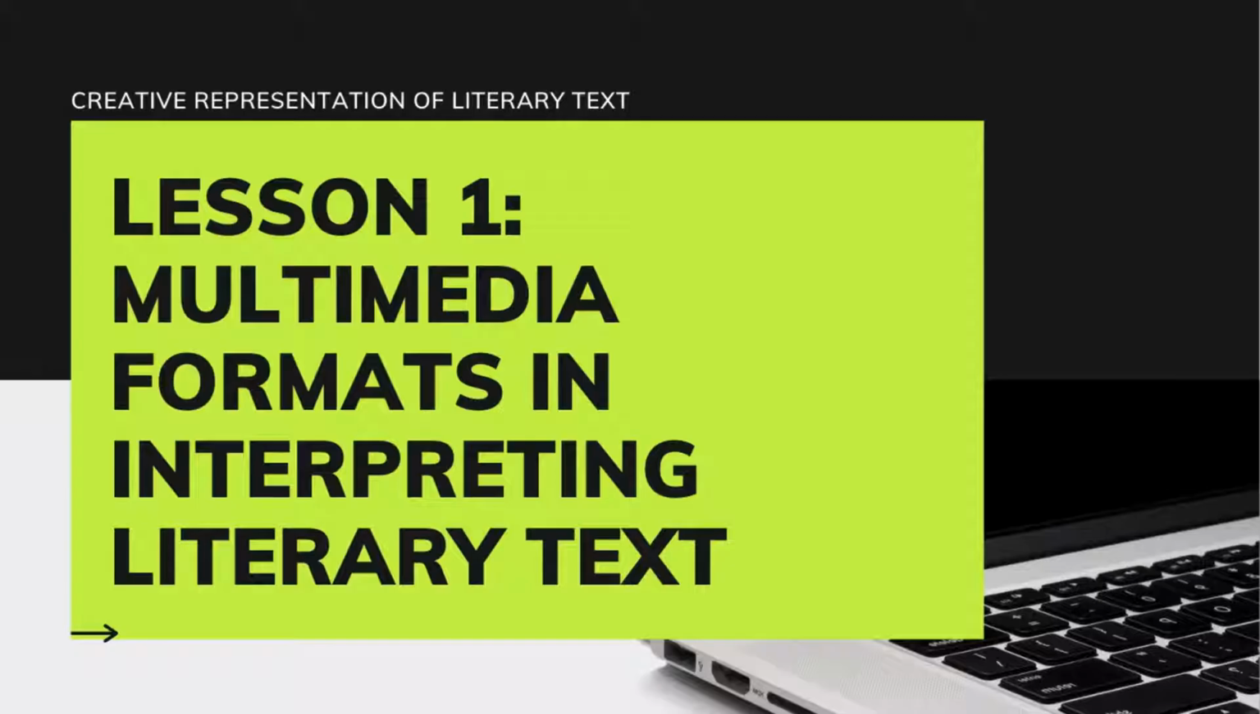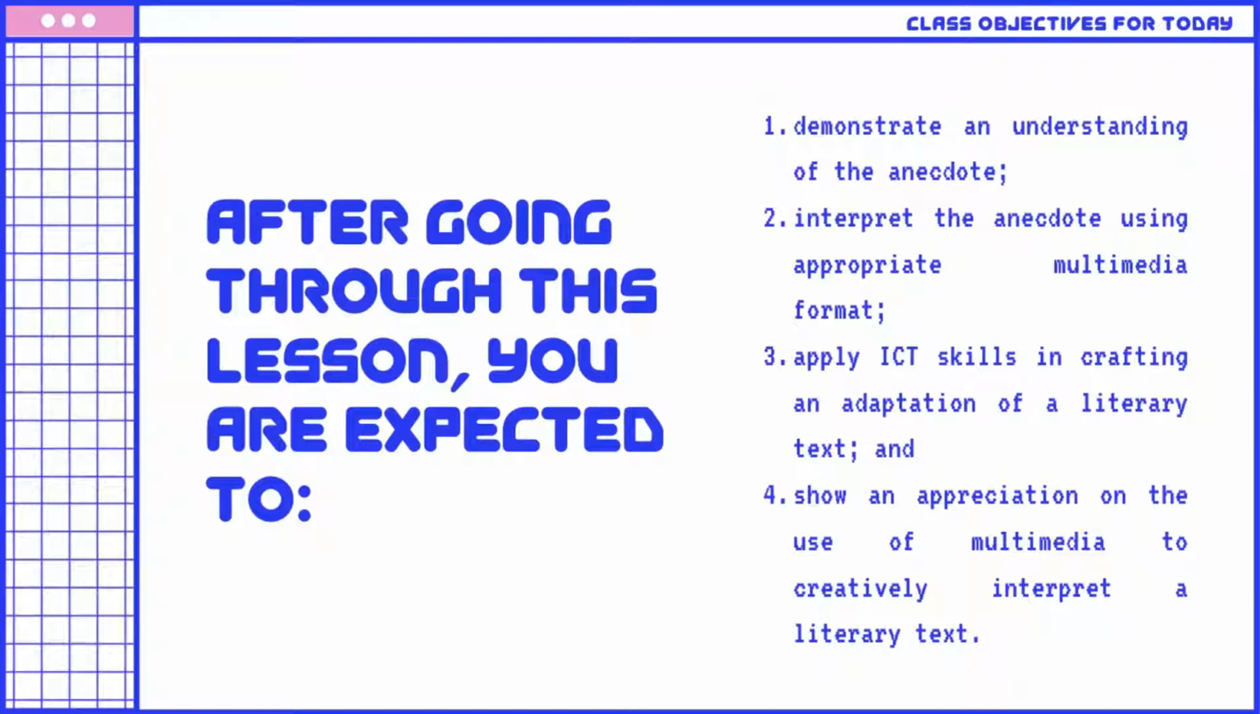For week 5, lesson 1 will be taken up: multimedia formats in interpreting literary text. And of course, let us know our class objectives for today. After going through this lesson, you are expected to do the following. 1. Demonstrate an understanding of the anecdote. 2. Interpret the anecdote using appropriate multimedia format. 3. Apply ICT skills in crafting and adaptation of a literary text. And 4. Show an appreciation on the use of multimedia to creatively interpret a literary text. These objectives are for both weeks 5 to 6.